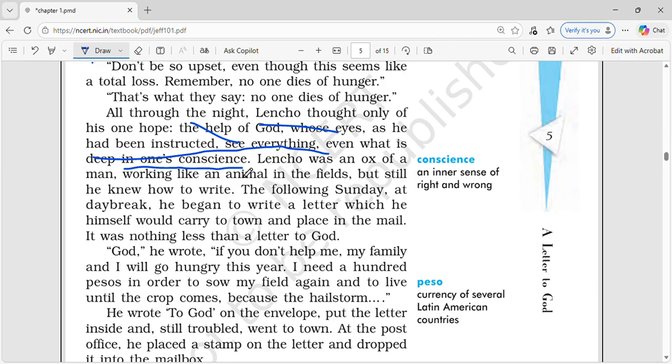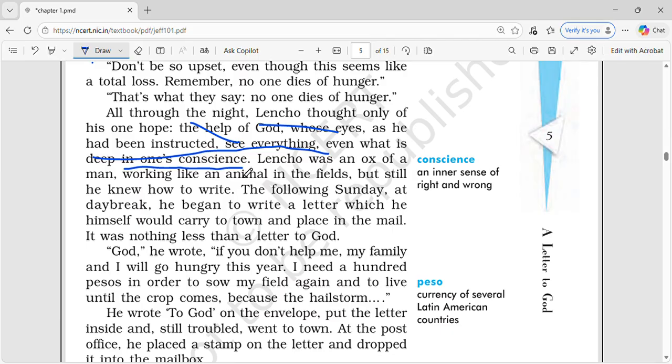Lencho was an ox of a man, working like an animal in the fields, but still he knew how to write. Since Lencho was working like an ox, like an animal in the fields, he spent all of his time working, but he knew how to read and write. So the following Sunday, at daybreak, he began to write a letter, which he himself would carry to the town and place in the mail.